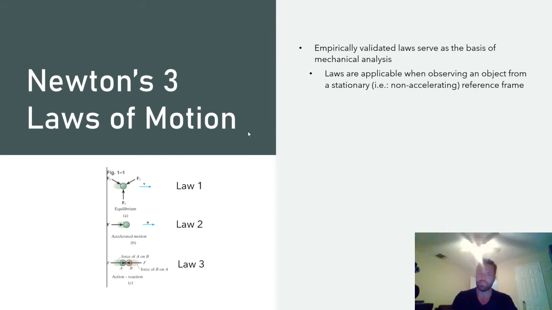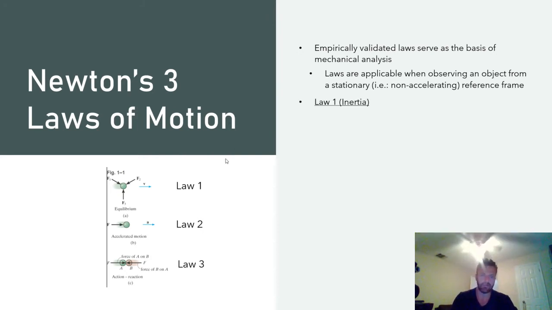Another quick note: if you've had more advanced physics courses, you might be familiar with the fact that these laws are only valid if we're observing the object of interest from a stationary or inertial reference frame, meaning that we either have to be still ourselves or we have to be moving at a constant velocity. Those two assumptions won't be relevant for us. We'll just assume that we're working on observations taken from a stationary reference frame.